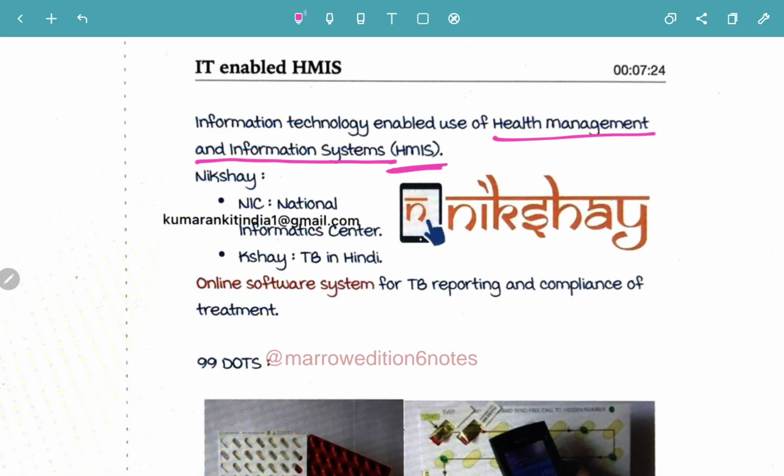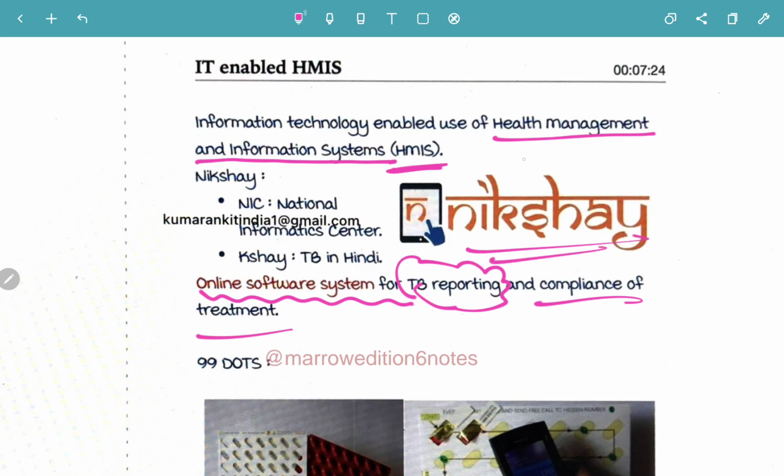Health management and information systems, HMIS. We have an online software system for TB reporting as well as compliance of treatment. For TB reporting and compliance of the treatment, the online portal is known as NIKSHAY. The NIKSHAY portal is for online TB reporting and compliance of treatment.